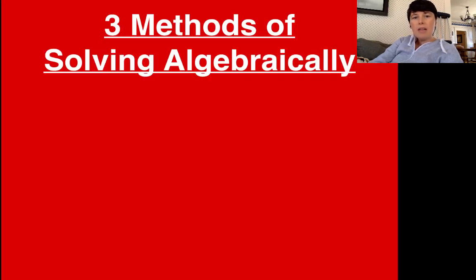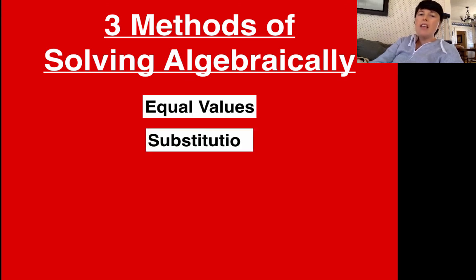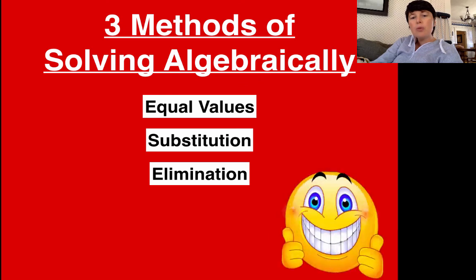Okay, so to kind of sum it up, 3 methods of solving algebraically. We got the equal values, we just said that. We got the substitution bubble method, and we've got the elimination method. All 3 of them you want to feel like you're an expert at, and you want to feel comfortable to choose which one's the right one.